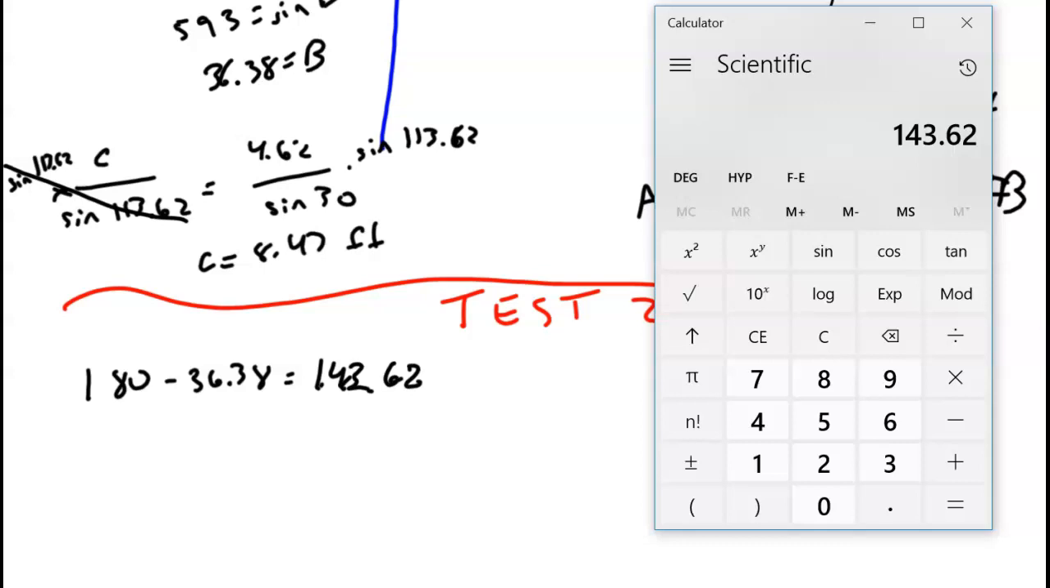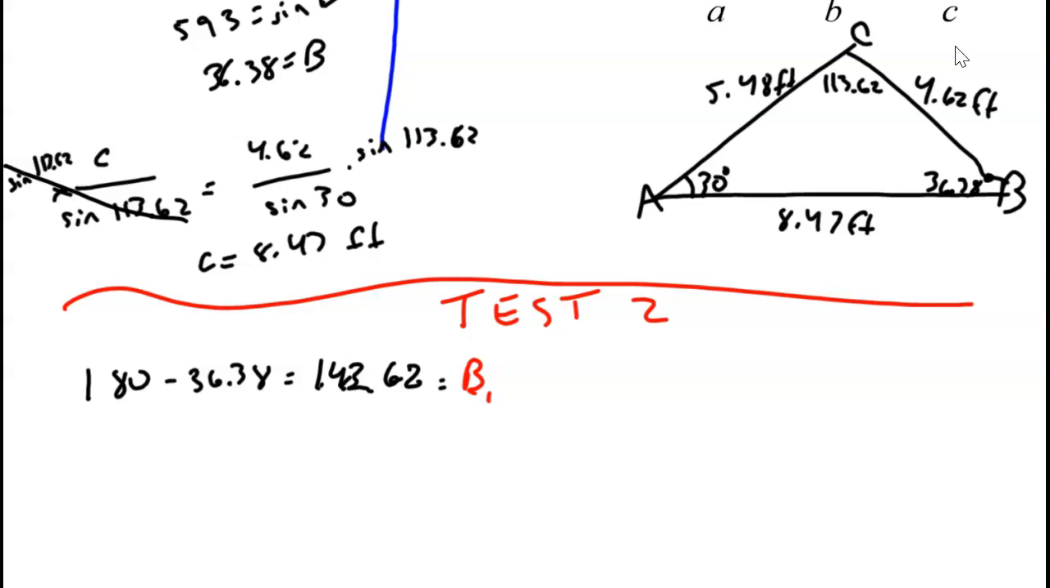143.62. Okay, and once I have that, that is going to be my new angle B for this second test. Since I had that in red, I'll make this in red also. So that's my B prime, for my test of my second triangle. I know A is 30 degrees, and I know B is 143.62. So to find C, I can take 180 minus the 30 minus 143.62, and this is just a test.